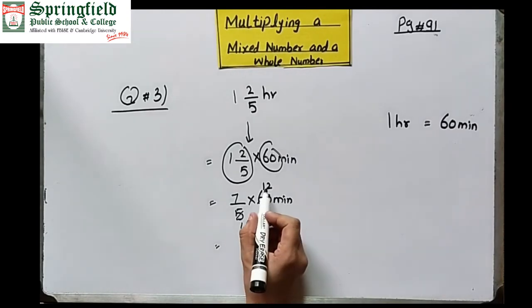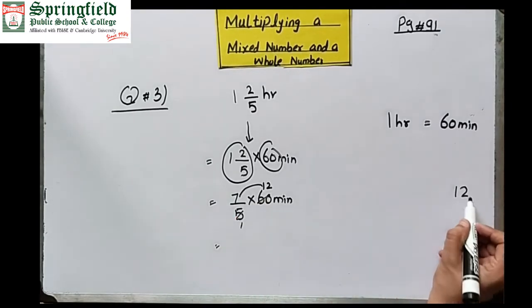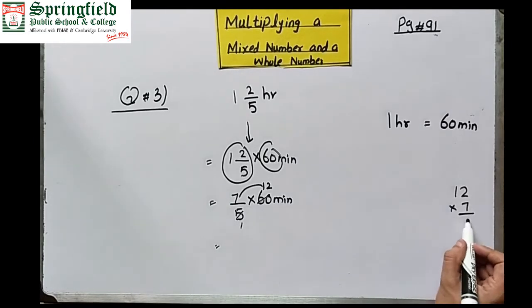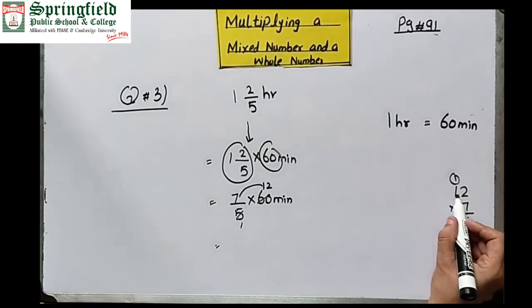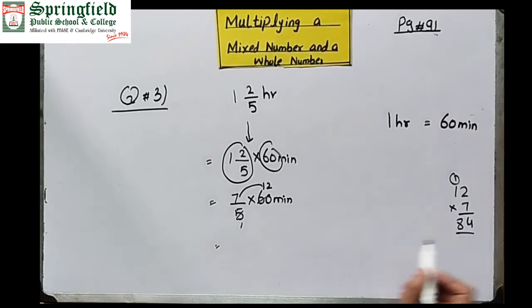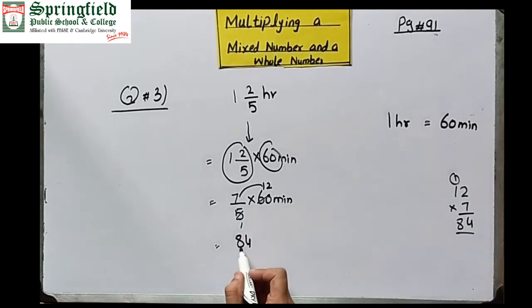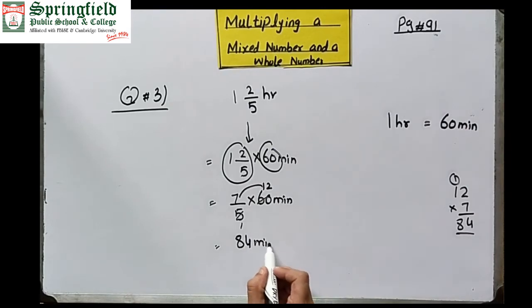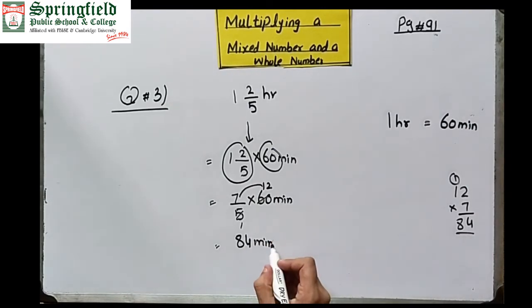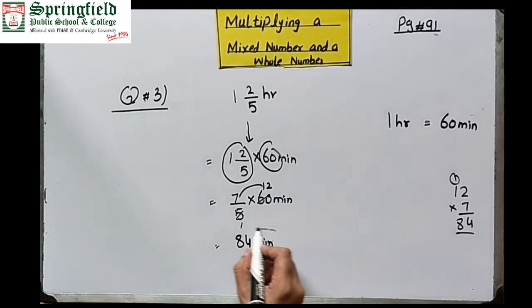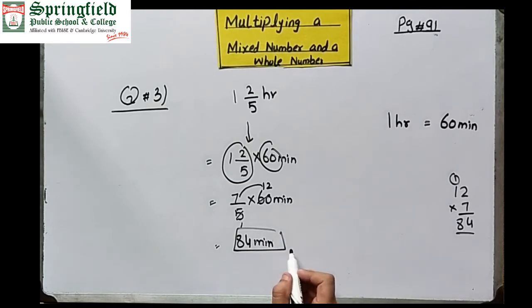Fine. And then 12 multiply with 7. What will be the answer? 7 twos are 14, 1 will carry. 7 ones are 7 plus 1, 8. 84. It means 84 divided by 1, 84 minutes. Fine. So she spent 84 minutes practicing for a speech contest, and this is your answer. Understood, beta? Okay.